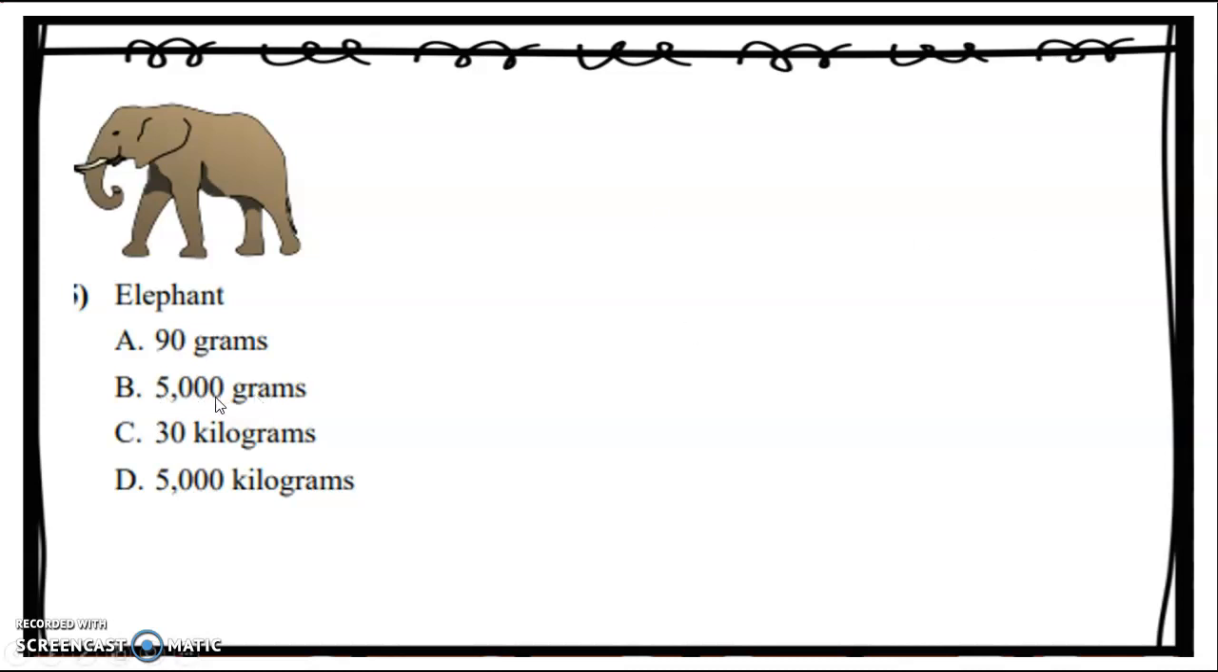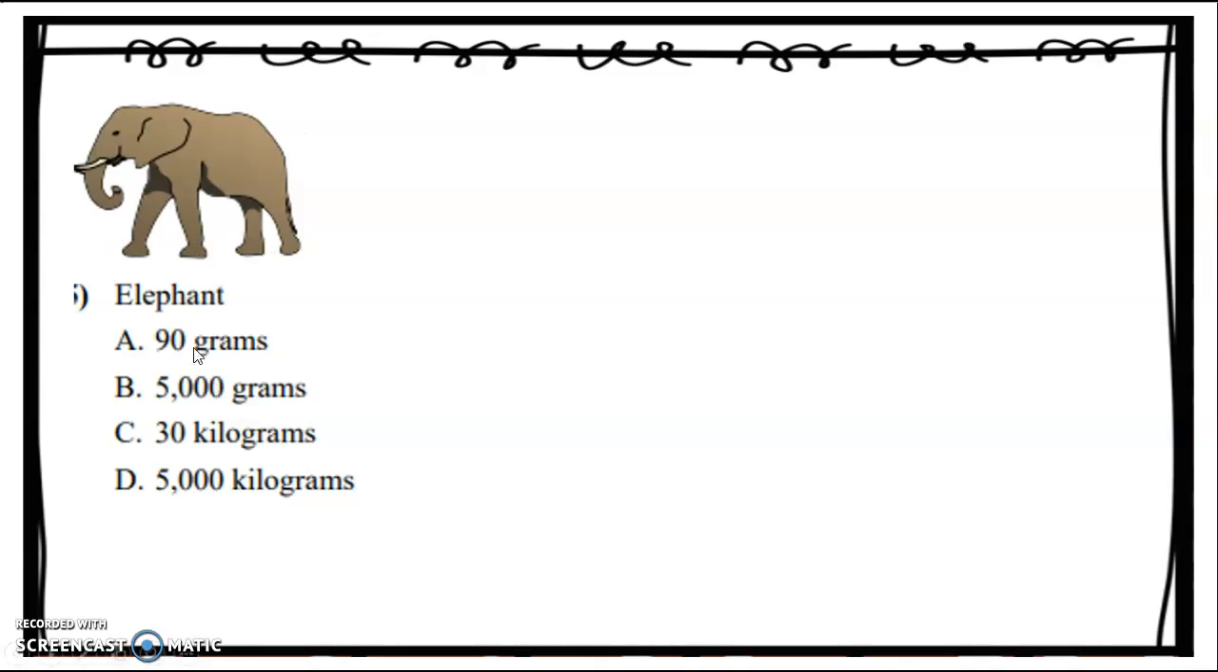5,000 grams. Think about it. A kilogram is 1,000. We divide this by 1,000 and it will be 5 kilograms. A kilogram is about 2 pounds. So 5 kilograms would be the same thing as 5 times 2, which will be 10 pounds. Does an elephant weigh about 10 pounds?